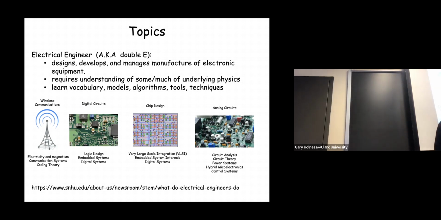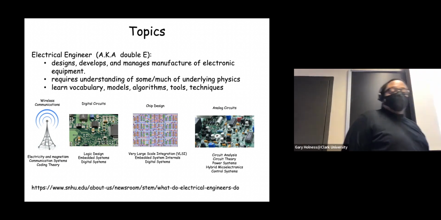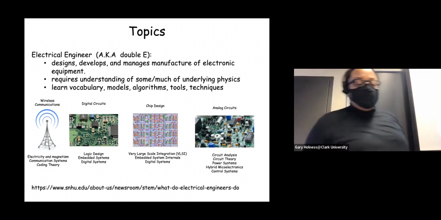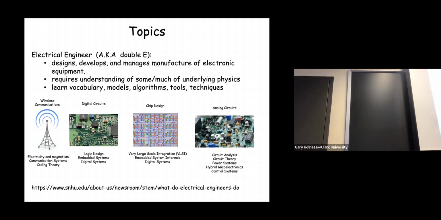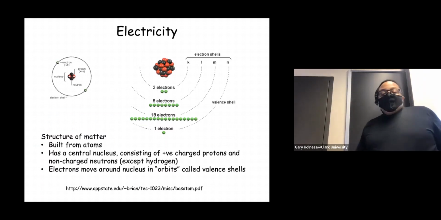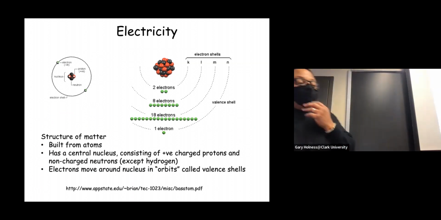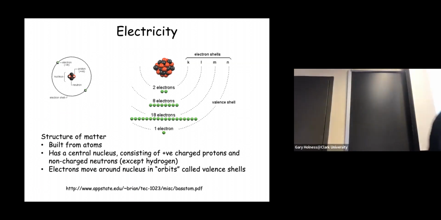And double E's, in the case of this class, we're going to be doing digital circuits. So you're going to have to learn a little bit about logic design, embedded systems. We're also going to be doing a little bit of analog circuits. So you're going to have to learn a little bit about power, voltage, current. But this is sort of a high-level description of various sub-areas in electrical engineering. And the takeaway here is that you're going to have to learn a little bit of the underlying physics, okay? All right, so we have to do this. So what exactly is electricity, okay? So someone said it's the flow of electrons.